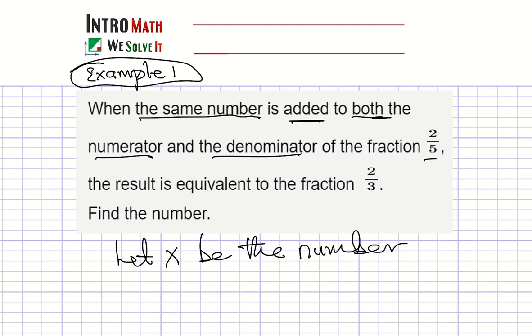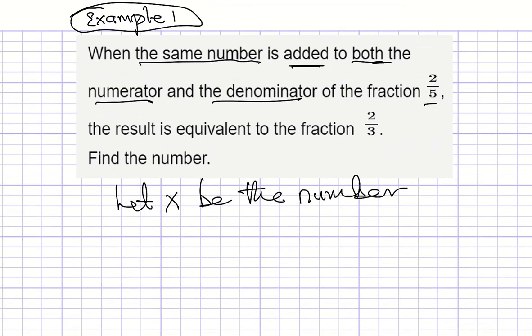Let x be the number added, okay? And then once you say that, you do what they said the x did. They say x is added to both the numerator and the denominator of the fraction 2/5. What does that mean?